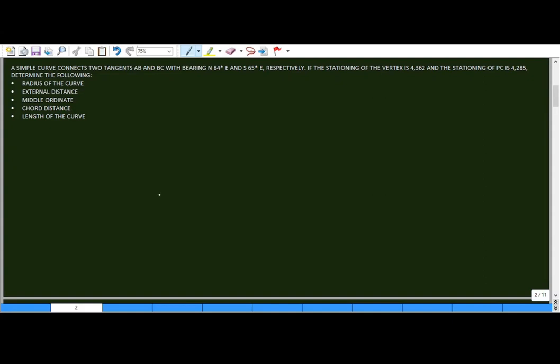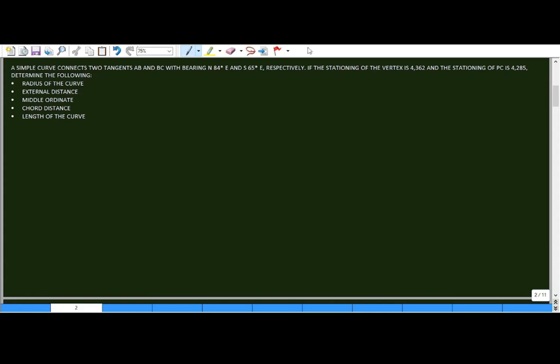Okay, example number 1 under the simple curve. A simple curve connects two tangents AB and BC with bearings north 84 degrees east and south 65 degrees east respectively. If the stationing of the vertex is 4,362 and the stationing of PC is 4,285, determine the following: the radius, external distance, middle ordinate, chord distance, and the length of the curve.